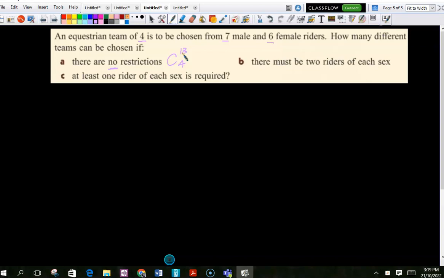All right, now, B, there must be 2 riders of each sex. So I need 2 from the men. How many men are there? 2 from 7, and I need 2 from 6. And of course, they're times together. So you pop that in your calculator. Now, when you pop it in your calculator, you can experiment if you want to. I always still put brackets around.